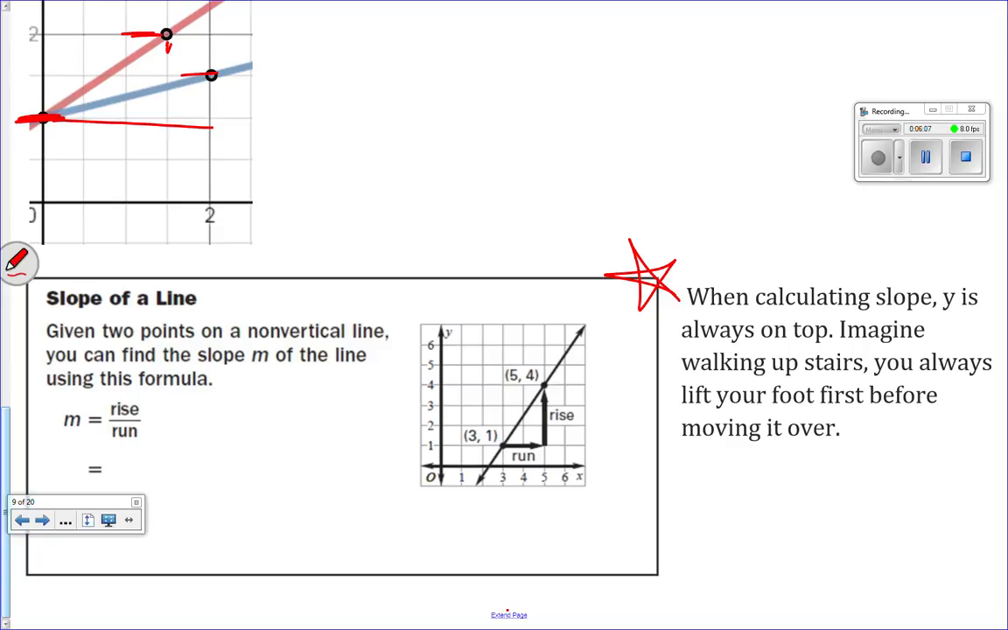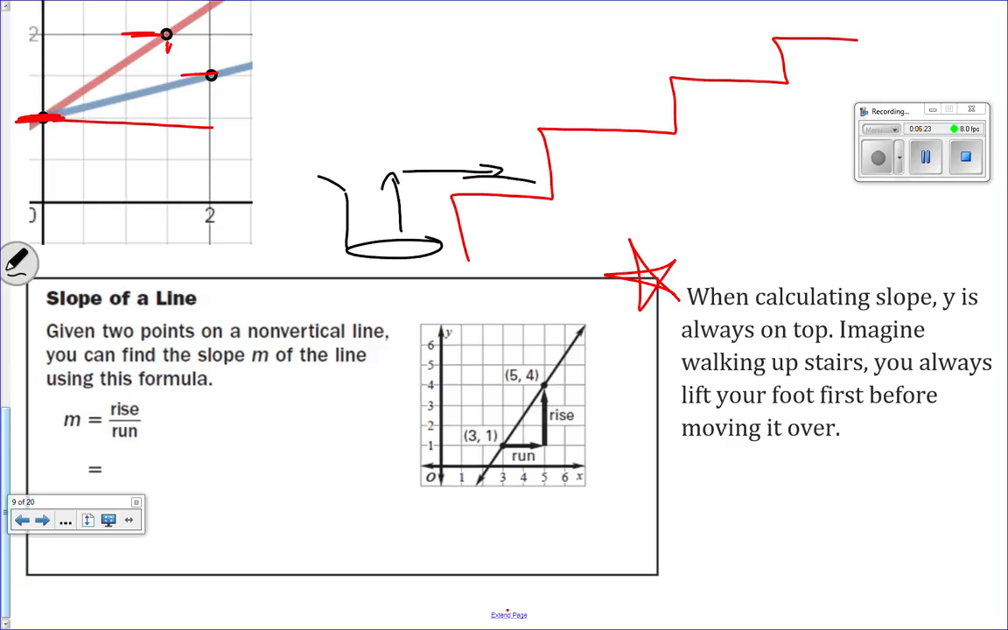So imagine we're walking upstairs. You always lift your foot before you move it over. If I was walking up a staircase like this, and my foot is right here, right? There's my knee. I have to go up before I can go over to put it on the step. If I tried to go over first, I would kick the stair every single time. I'd stub my toe a whole lot and I'd probably trip. So if you think about slope as climbing stairs, you always have to go up before you go over. Rise comes before run, which is why it's on top.